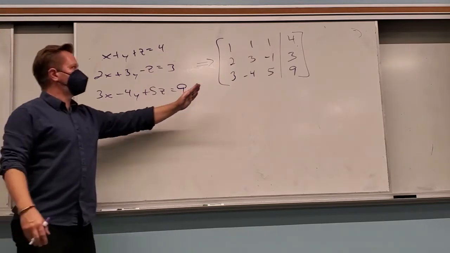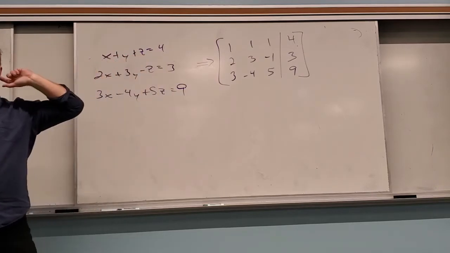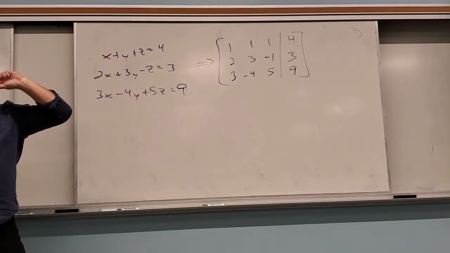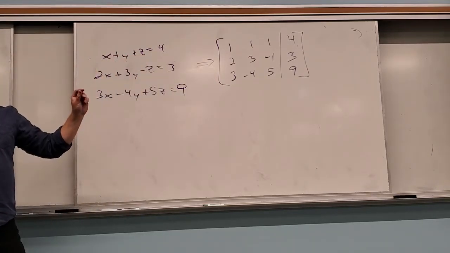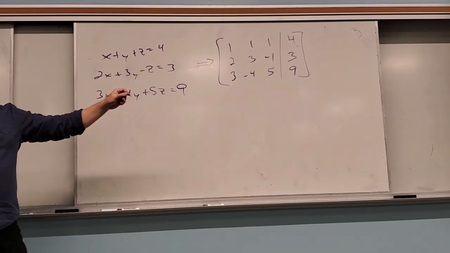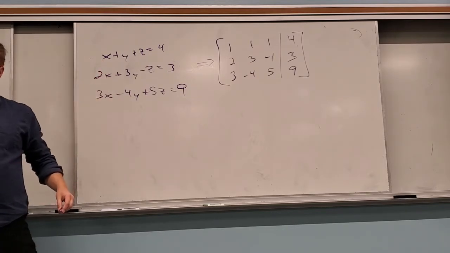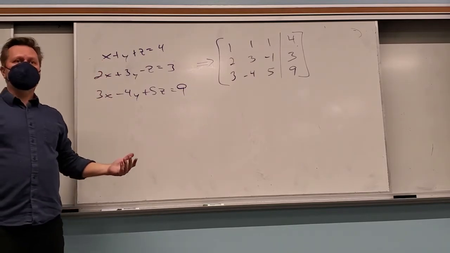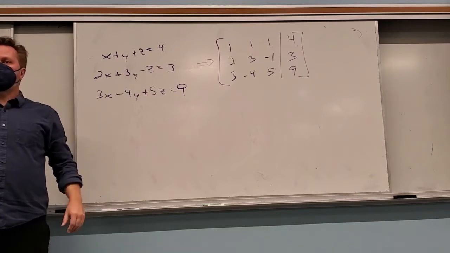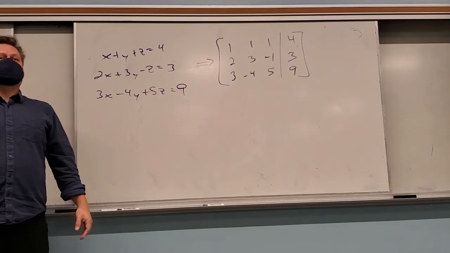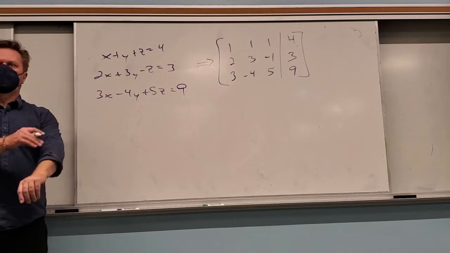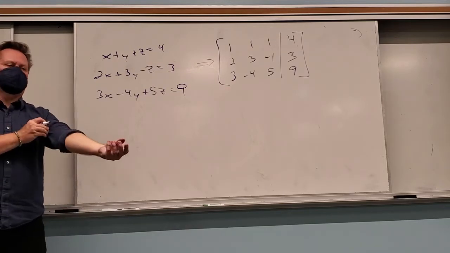So what's the first column represent? You can do it. The first column is all the x's, yes? What's the second column? Y's. What's the third column? Z's. And what's the last column? Answers. Okay.